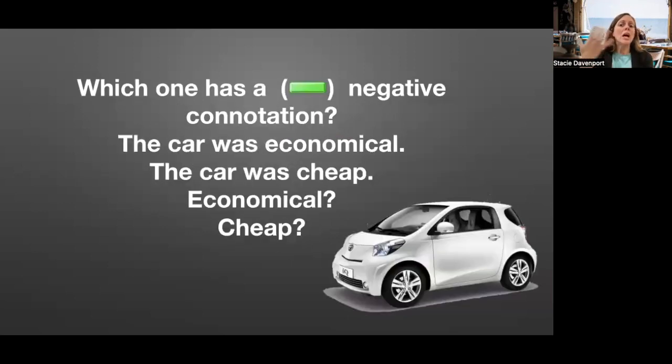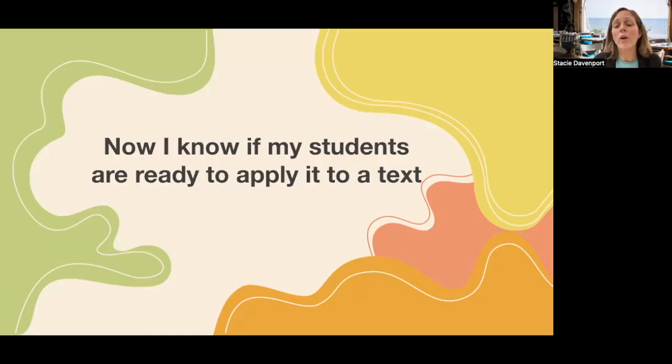Okay. I'm going to say the car was economical or the car was cheap. Economical, cheap. Which one has a negative connotation? And again, they're going to write it down on their whiteboard. They're going to hold it up. Now I know if my students are ready to apply this to a text. It's just something that we went over quickly. And I've told them that if it says meaning, they need to look up the dictionary definition and use that. And if it has anything else that talks about how we feel about it, then they're going to have to think about how that meaning is based on the feelings that they get when they read it.